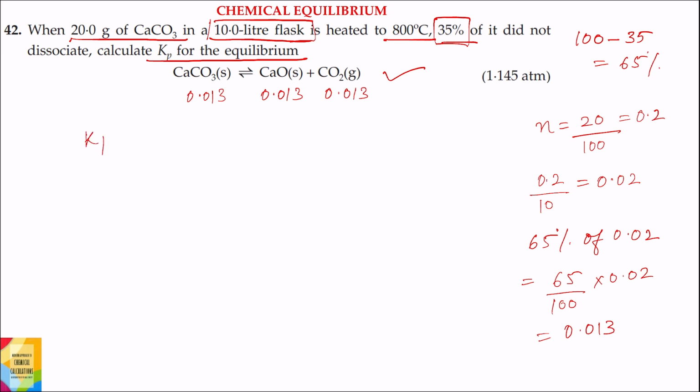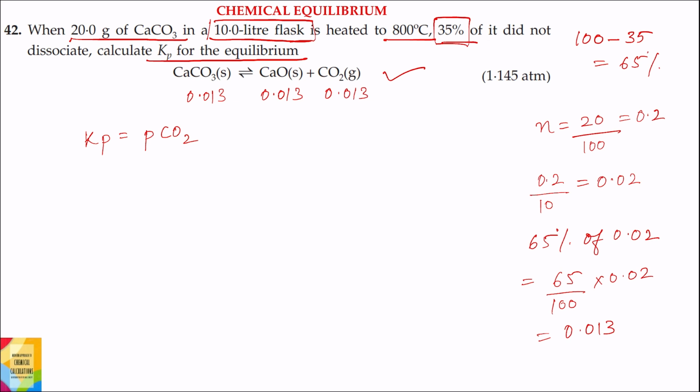Now the value of Kp is equal to partial pressure of carbon dioxide. Why is this so? Because all other reactants and products are in solid state. Like calcium carbonate is in solid state, calcium oxide is in solid state. So those reactants and products that are in solid state will not exert any vapor pressure. Only carbon dioxide is in gaseous state, so it will exert vapor pressure. So value of Kp is equal to partial pressure of carbon dioxide.